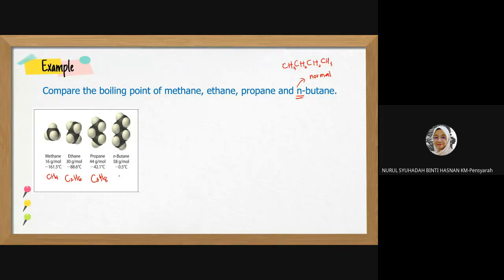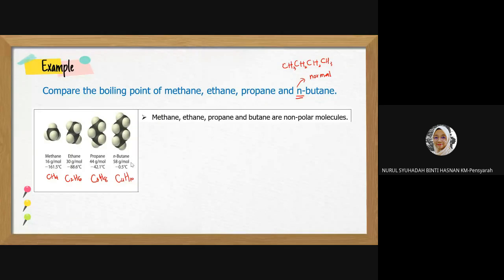Okay, dan butane is C4H10. Okay, so this is the molecular formula, and as you can see, bila bilangan karbon dia bertambah, so the molar mass will also increase. Okay, jadi dekat sini, first kali you need to identify that all of these 4 molecules are non-polar molecule. So yang akan exist between the molecules is only London forces.